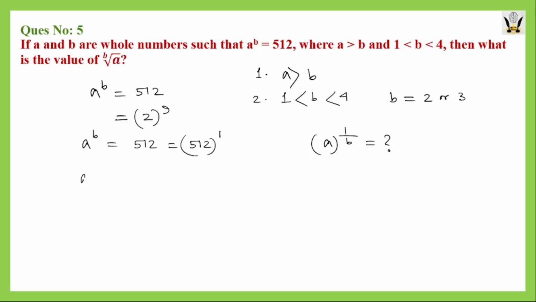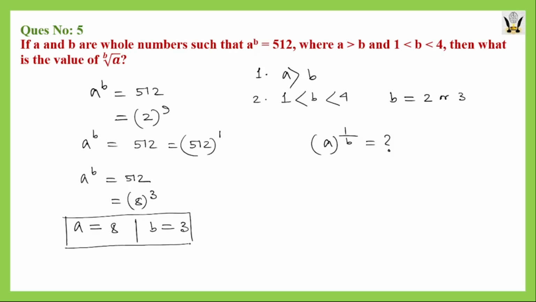Now the third possibility is a to the power b is equal to 512. That can be written as the cube of 8. Now if we compare these two values, then we can say that a is equal to 8 and b is equal to 3. So a is 8, b is 3, meaning the first condition, a greater than b, is getting satisfied, and the second condition, b will be either 2 or 3, is also getting satisfied. That means this possibility is valid. So a is equal to 8 and b is equal to 3.